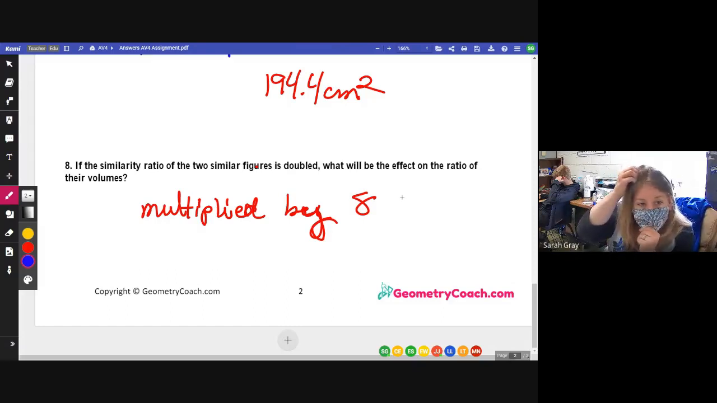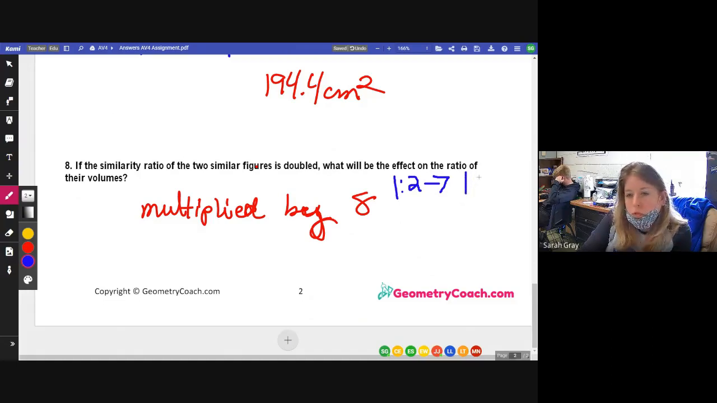We kind of covered this in the notes. The similarity ratio of two figures is doubled. What will the effect on the ratio of their volumes be? So let's say we started with a similarity ratio of 1 to 2. All right, so if we double that, similarity ratio of two figures is doubled. No, this is that the 1 to 2 is just doubled.